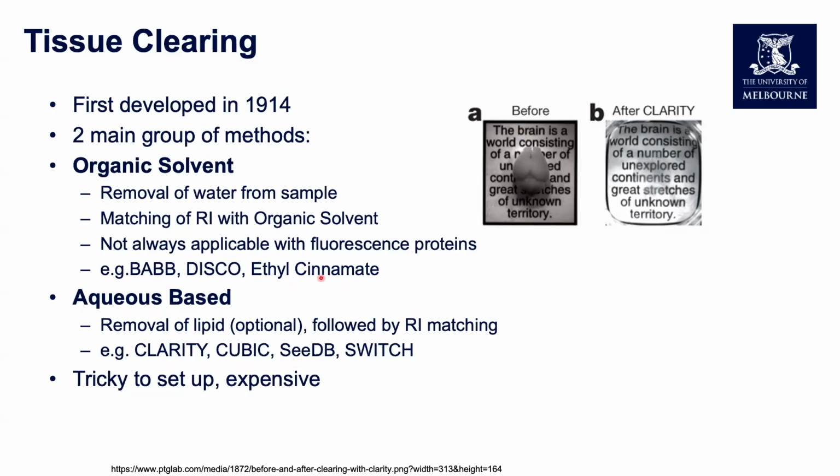The majority of researchers at the University of Melbourne are using the disco-based techniques. The benefit is it makes the sample slightly smaller, and the sample is fairly hard and easy to manipulate onto and off the microscope. But the instrument itself can handle any of those techniques. One of the downsides here is it can be quite tricky and difficult to set up and quite expensive, depending on which of the clearing approaches you decide to take.